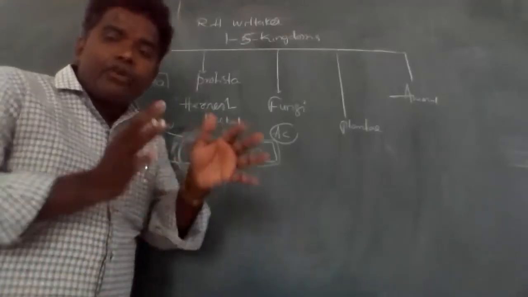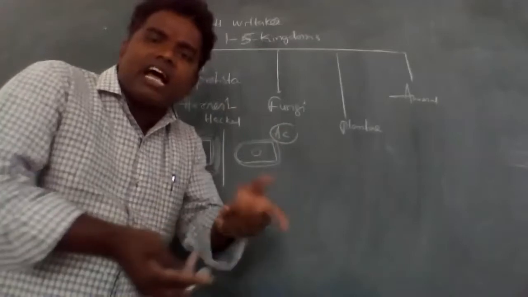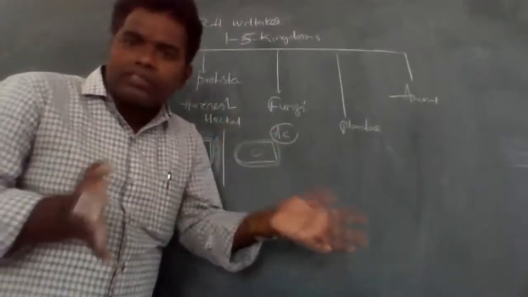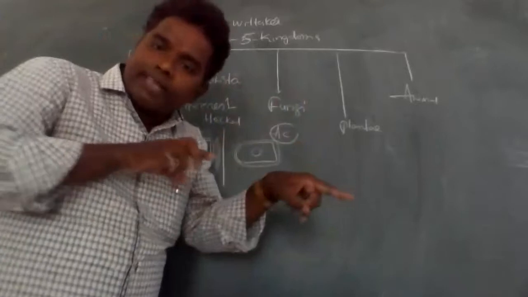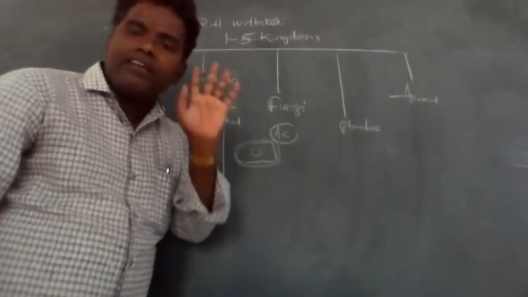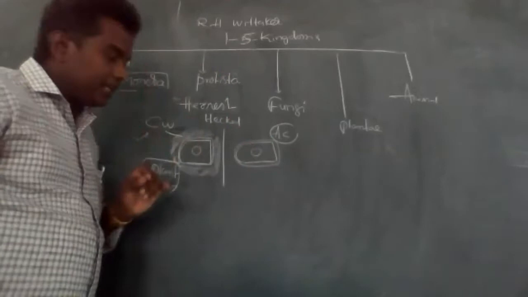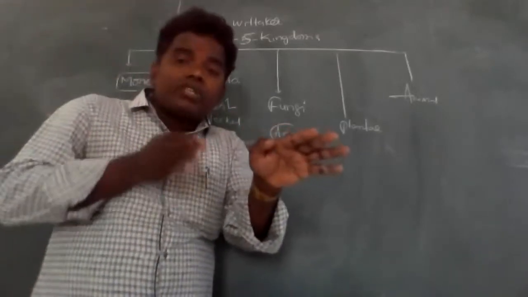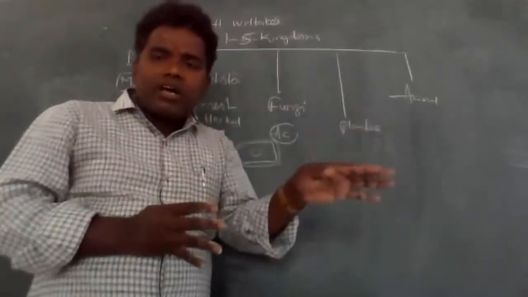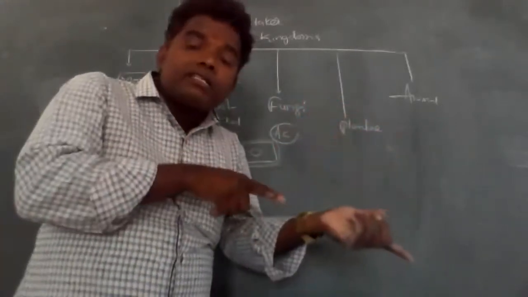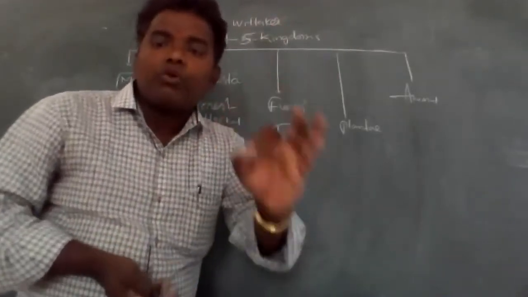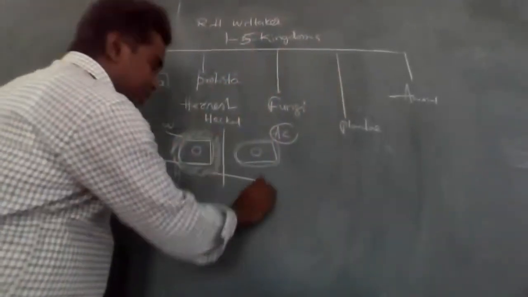The second point: few of the protists have a cell wall, and few of the organisms don't have a cell wall. So that is very, very important. Clear? Now, the next important point: protists move from one place to another with the help of locomotory organs. So what are these locomotory organs?